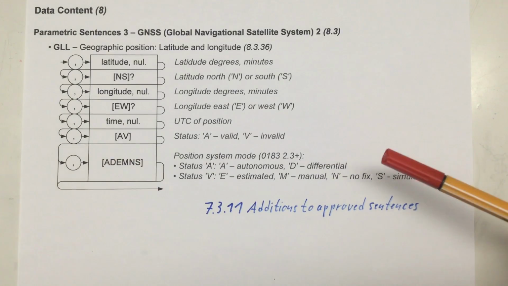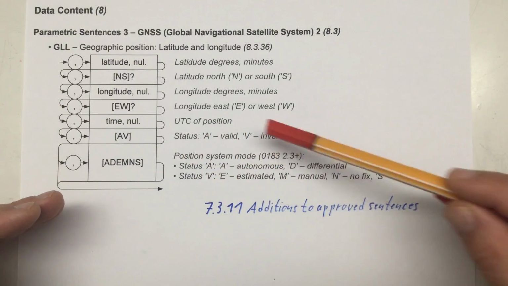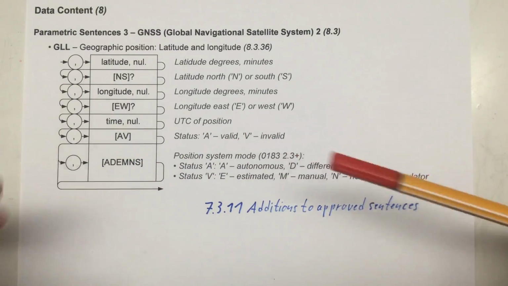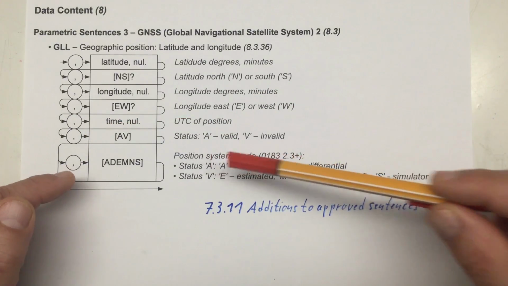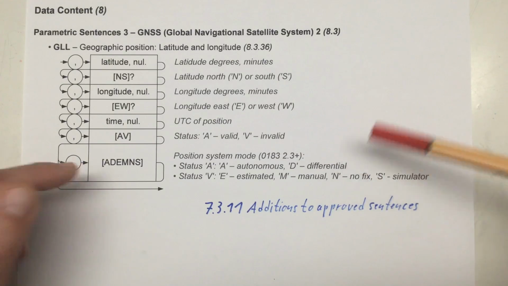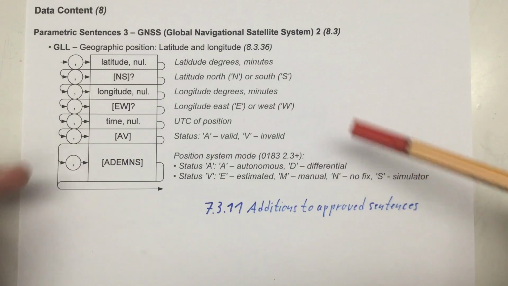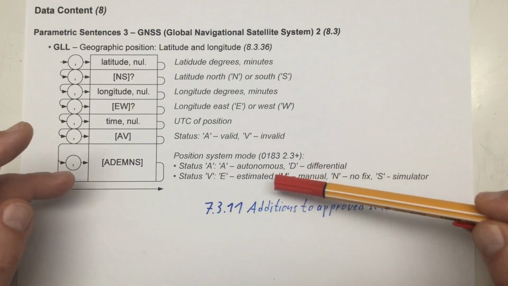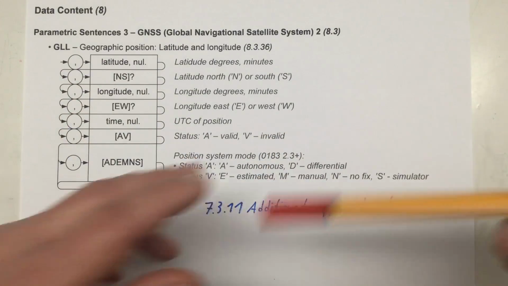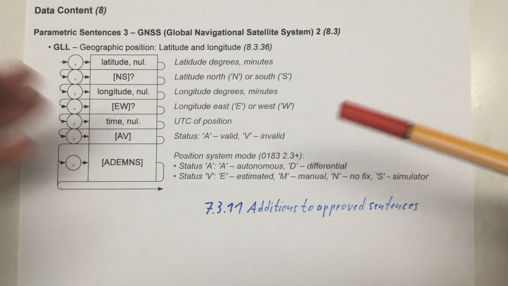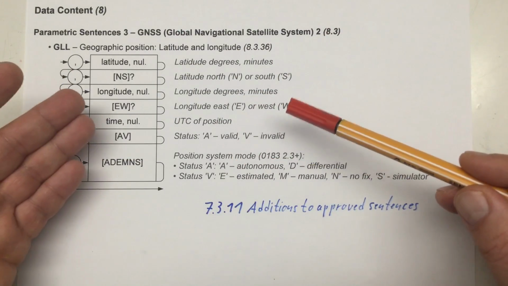But now for the field itself. So it's a single letter ADEMNS, and it indicates the mode your position system, so your GPS receiver, is running in. For a status of valid, it can take the values A for autonomous or D for differential. You heard probably about differential GPS. For an invalid status, it can take on the values E for estimated, so just an estimated position, M for manual, so somebody typed in that position somewhere, N for no fix, so we have no position, and S for simulator, so just simulated data.